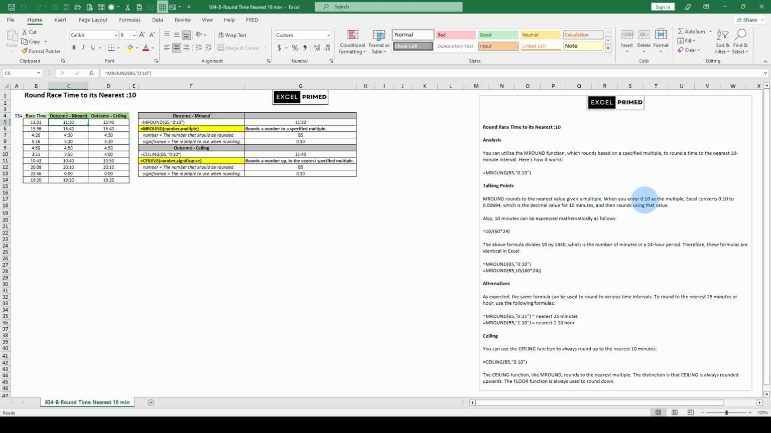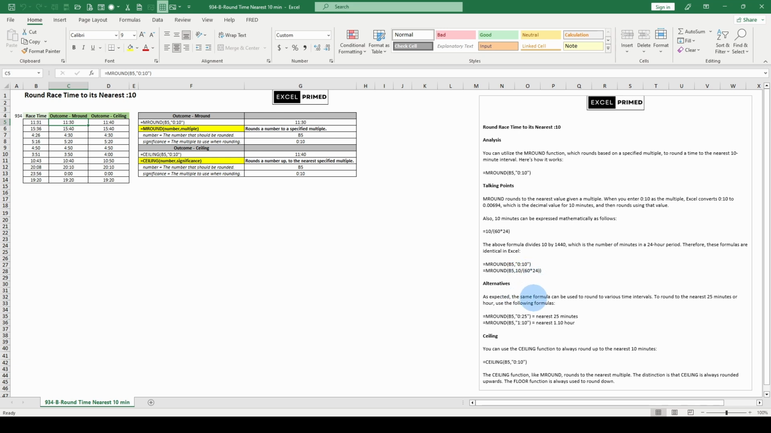When you enter 0.10 as the multiple, Excel converts 0.10 to 0.00694, which is the decimal value for 10 minutes, and then rounds using that value. Also, 10 minutes can be expressed mathematically as follows: 10 divided by 60 times 24. The above formula divides 10 by 1440, which is the number of minutes in a 24-hour period. Therefore, these formulas are identical in Excel. So MROUND(B5, .10) is the same as MROUND(B5, 10/(60*24)).